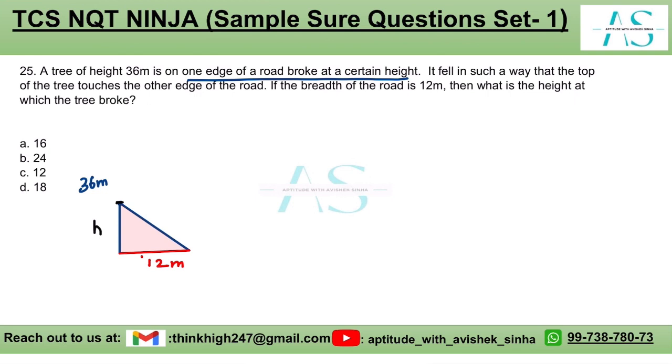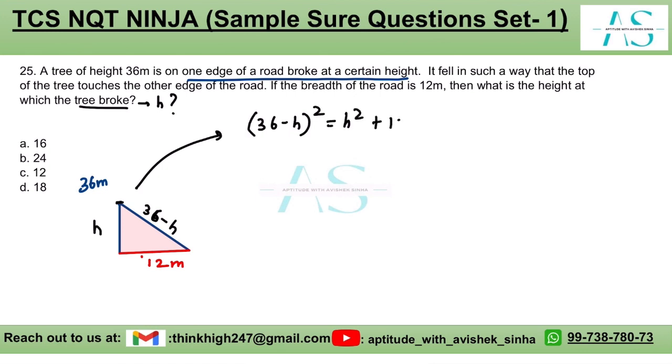Now, what would be this height? This is 36 meters minus h. We need to find the height at which the tree broke. That is h is what we are looking for. Use Pythagoras theorem quickly. Tell me the hypotenuse, that is (36 minus h) whole square. This is equal to h square plus 12 square. Now this can be broken down as 36 square minus 2 into 36 into h plus h square. This is h square plus 144. This h square and h square cancel.